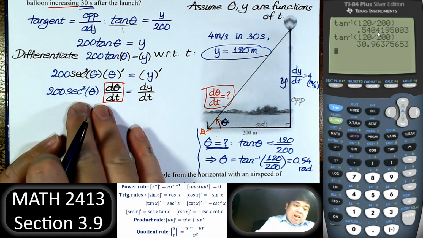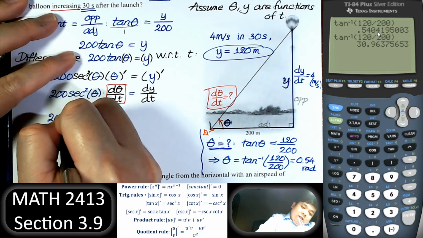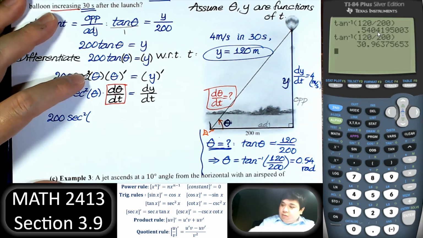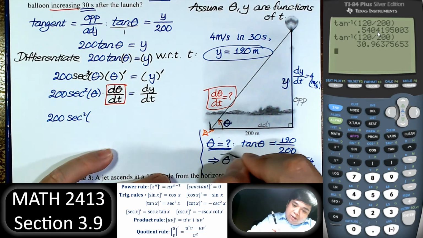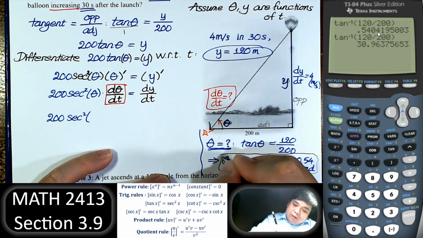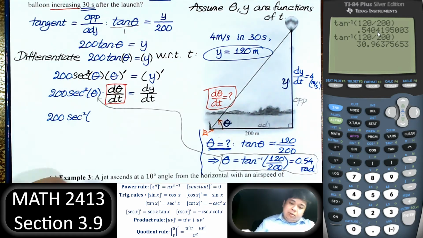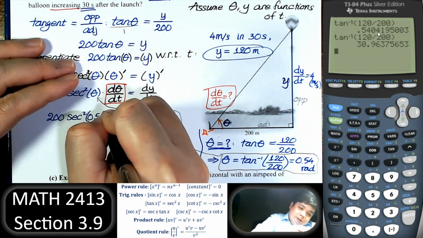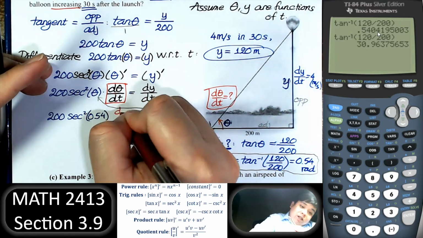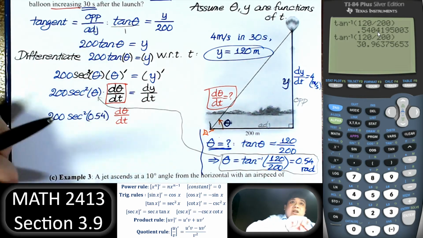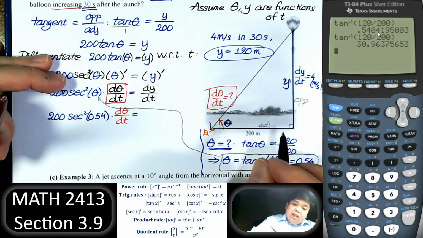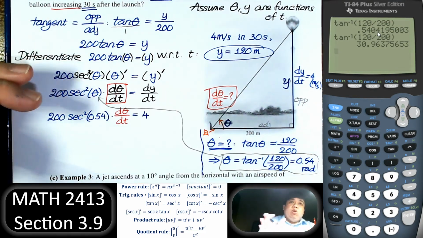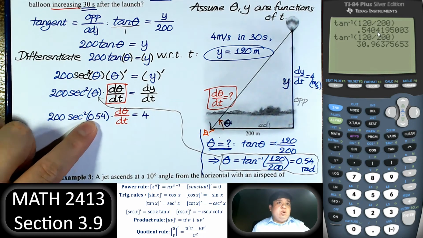Now we have that. Put it back in here: 200 secant squared of 0.54, times d theta over dt, which we don't know yet but we're going to find, equals dy over dt. dy over dt is the speed of the balloon going up, so that is 4 meters per second. I'm not going to write units. So we just need to do this.